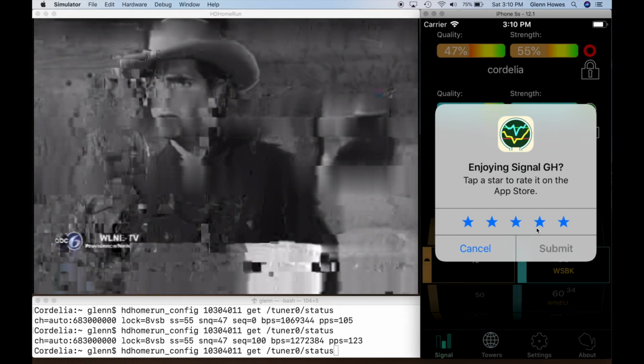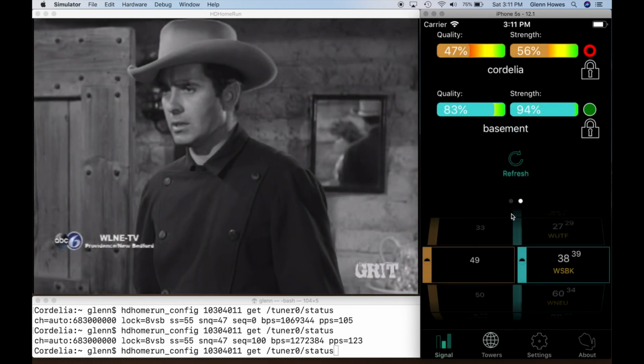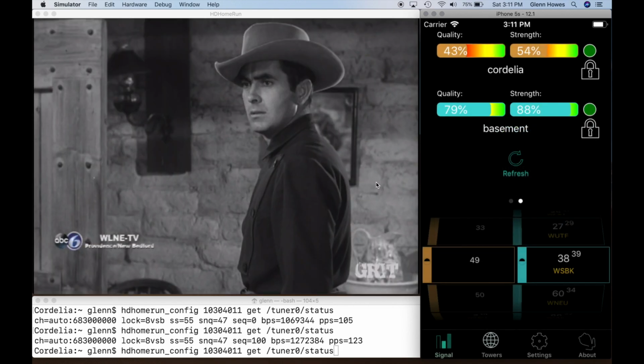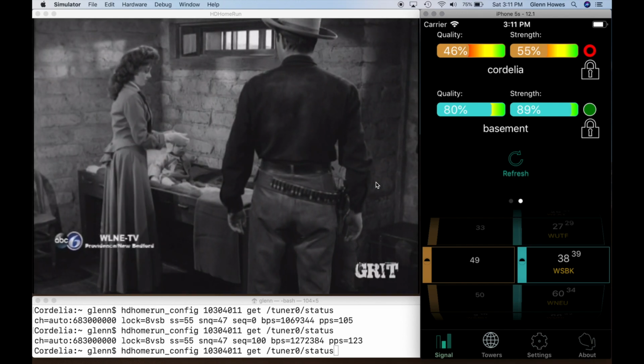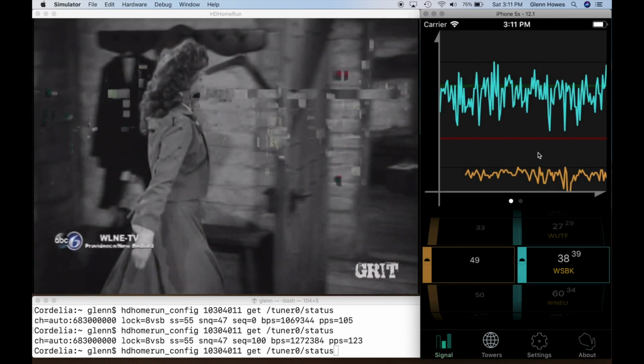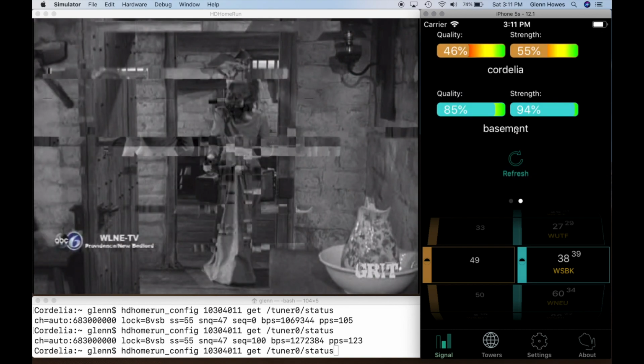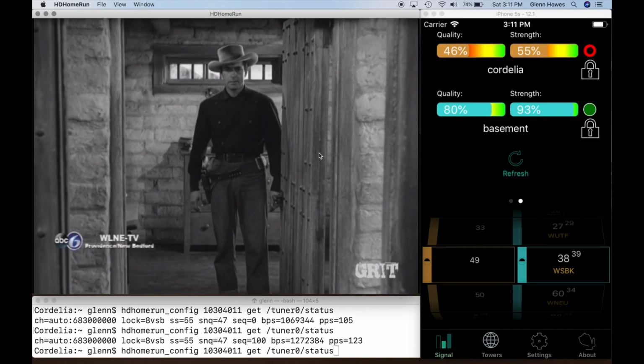Anyway, that is the answer to the question. The metric you optimize is signal quality. Keep signal quality high up, and you will get a good picture. You will get a perfect symbol quality. I'm going to switch over to another station showing this same show.